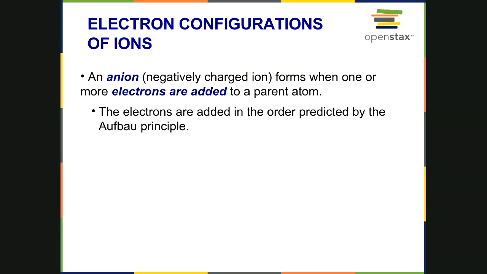Now, anions are formed when electrons are added to an atom. When we're drawing electron configurations for ions, we're still going to follow the Aufbau principle when adding electrons. We're going to follow the same rules. So if I have an ion that has two extra electrons from its normal configuration, I'm just going to add those two electrons the way I would normally, following the Aufbau principle.